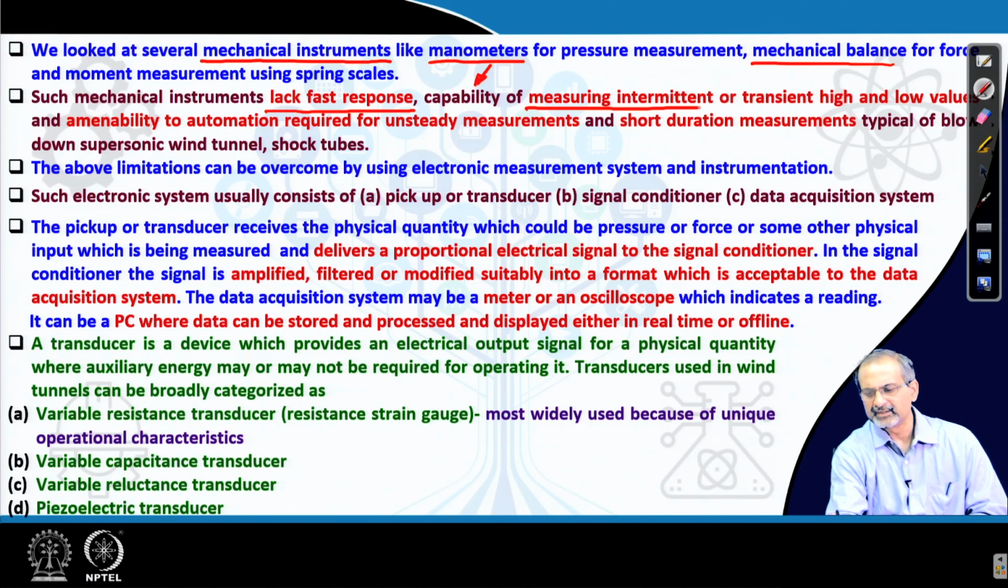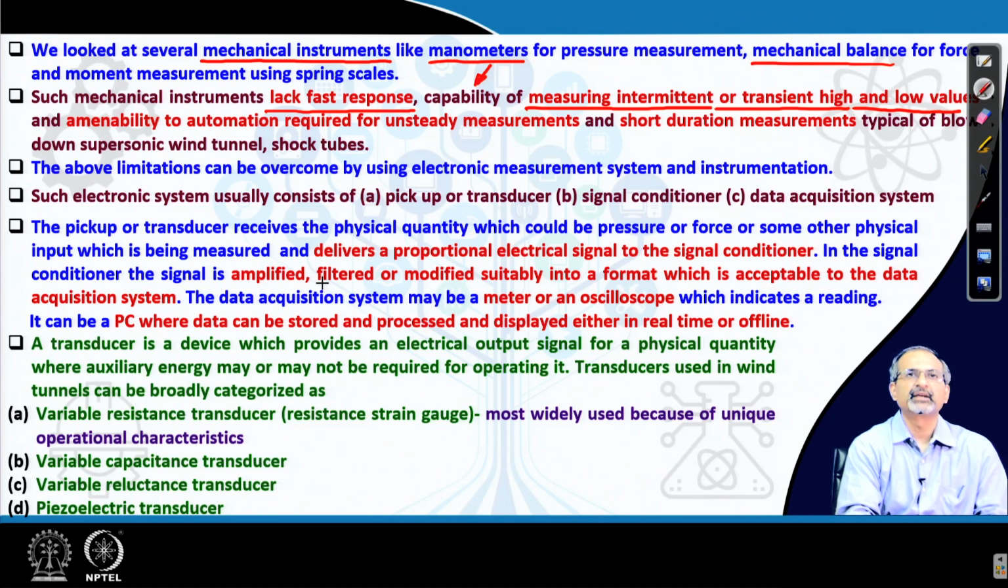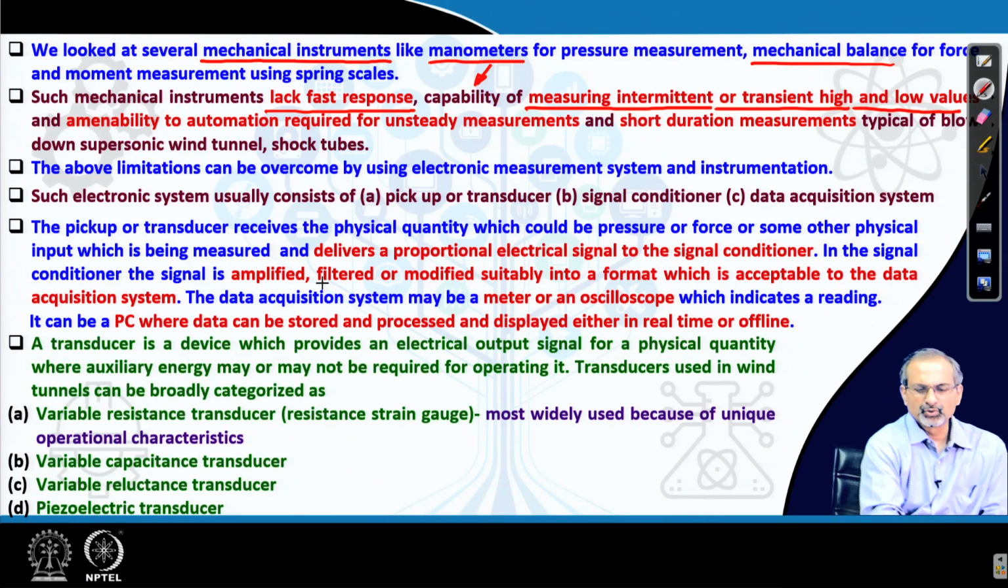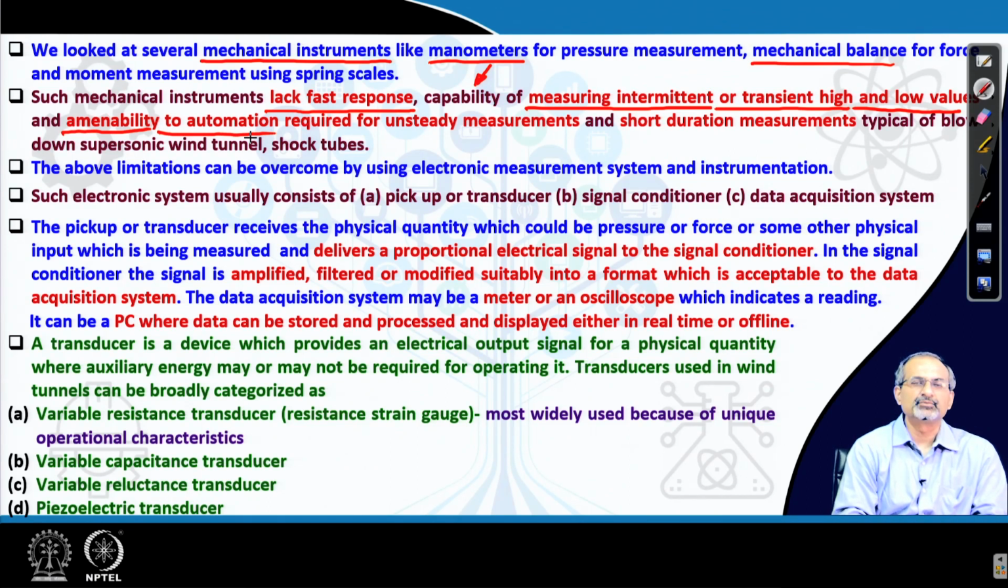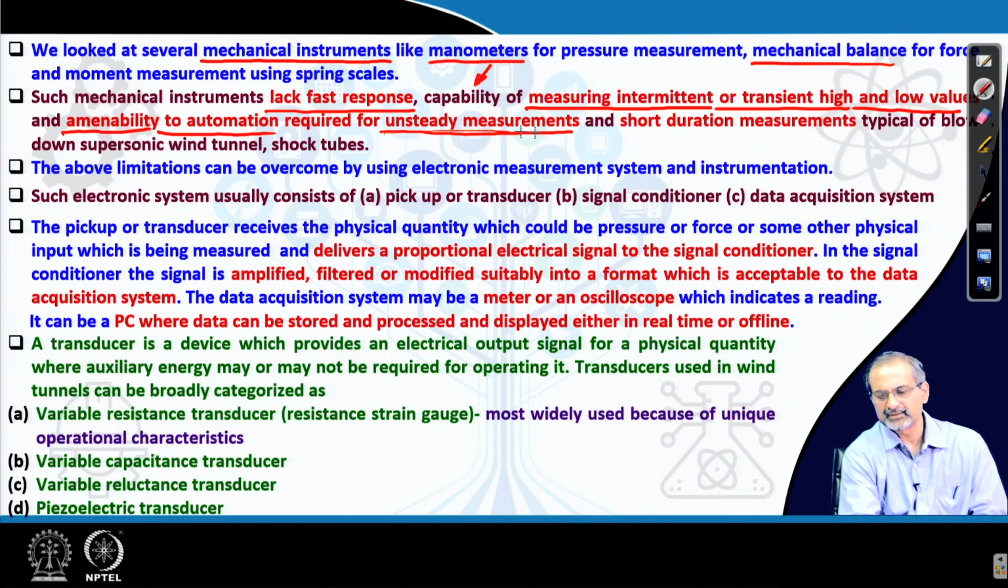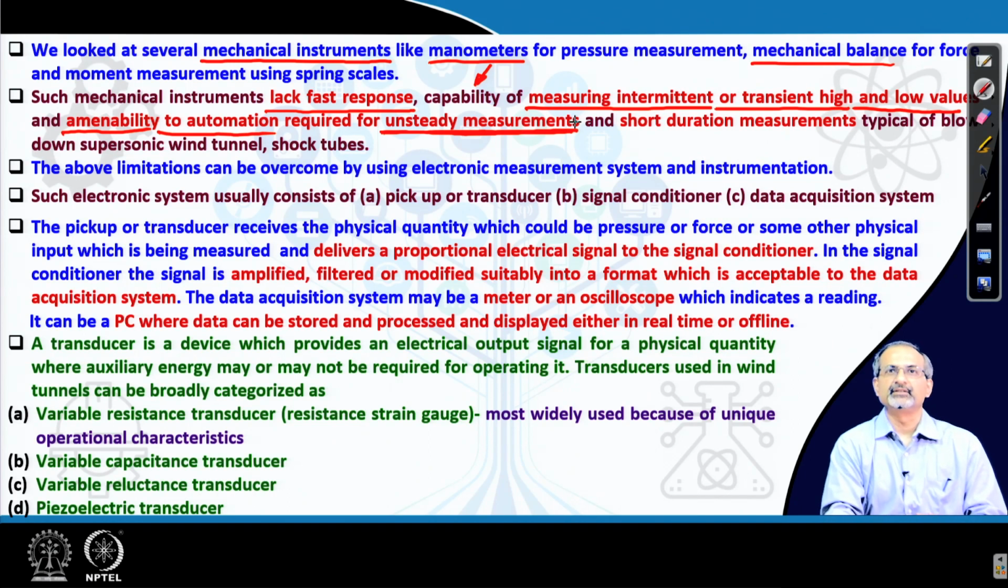Also, measuring intermittent or transient very high or very low values is beyond the capacity of mechanical instruments. Most such inputs will get filtered automatically due to the damping within such instruments and lack of fast response. Also, amenability to automation is virtually impossible in mechanical instruments, but it is regularly done for electronic instrumentation. And these are essential ingredients for measurements which involve unsteady flow fields, that means rapidly changing flow fields, which is part and parcel of aerodynamics.